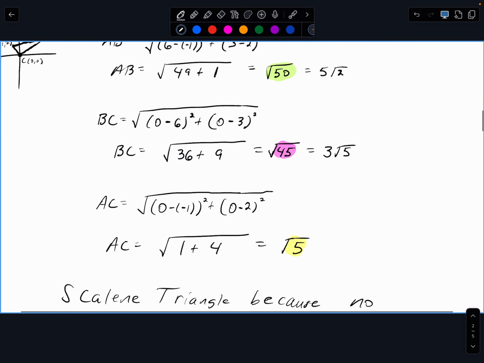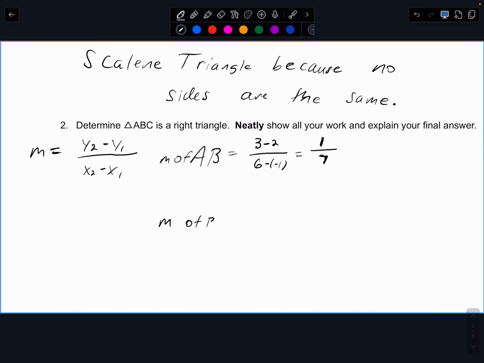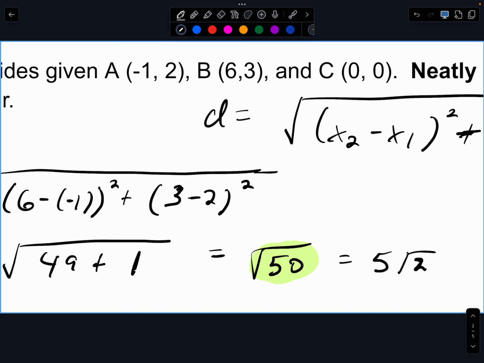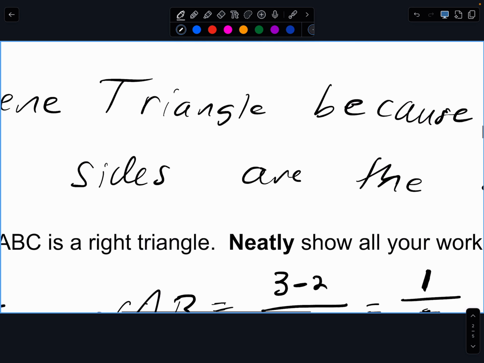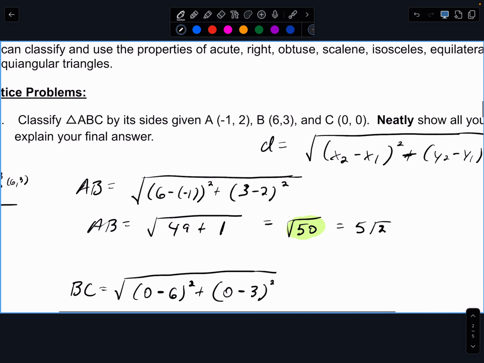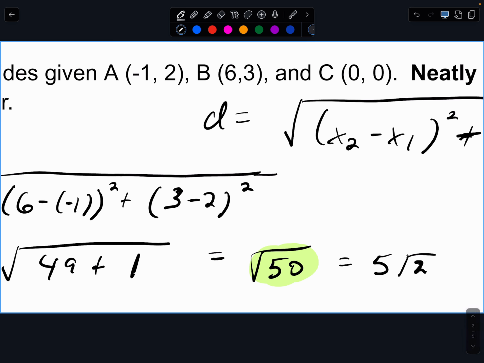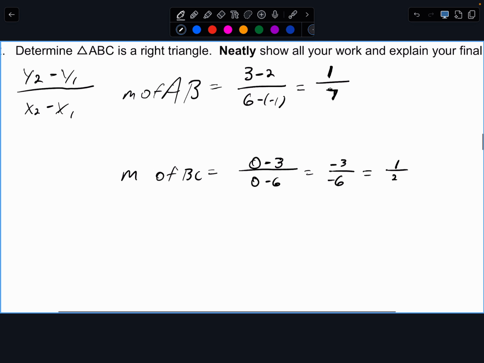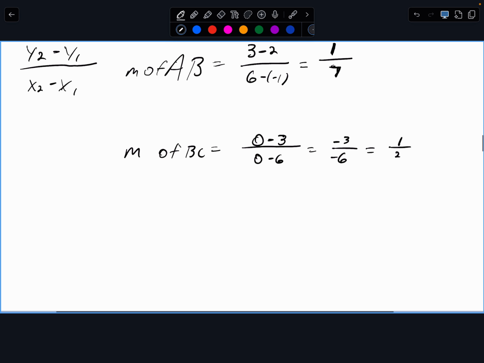After AB was BC. What is the change in my y's for BC? 0 minus 3. Change in my x's for BC? 0 minus 6. Okay. So that's a negative 3 over a negative 6. What does that reduce to? Positive 1/2. Very good. Okay, so far, do you see opposite reciprocals on these 2? No, I don't. So we got to do the last one.